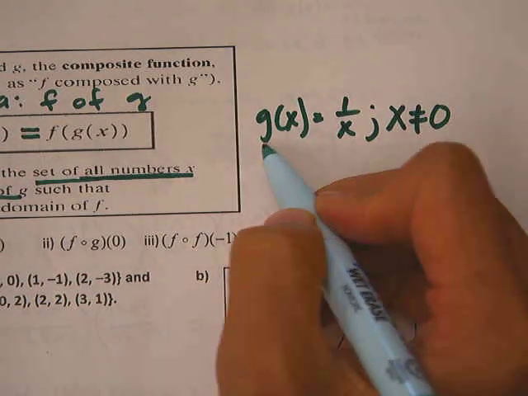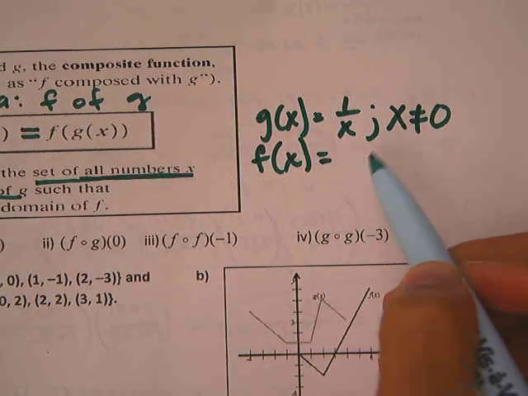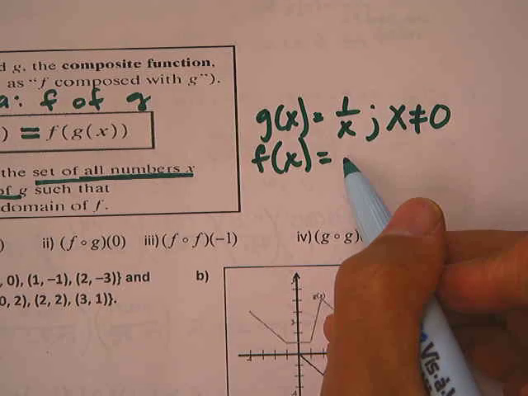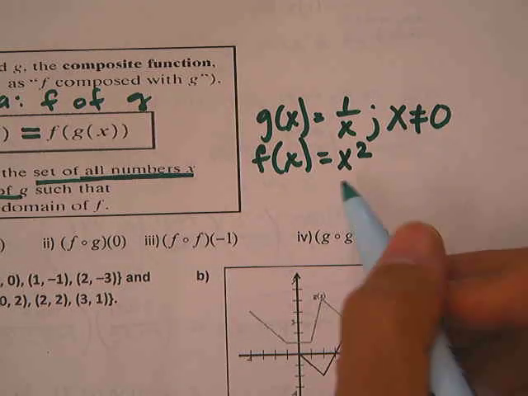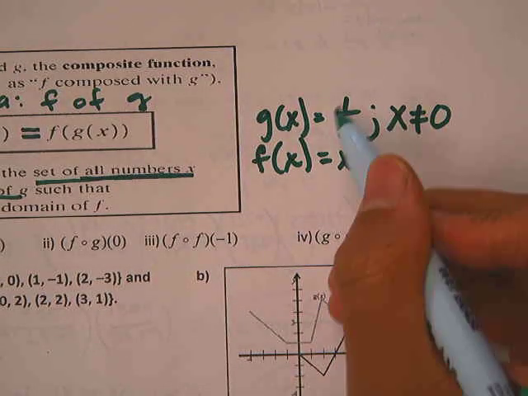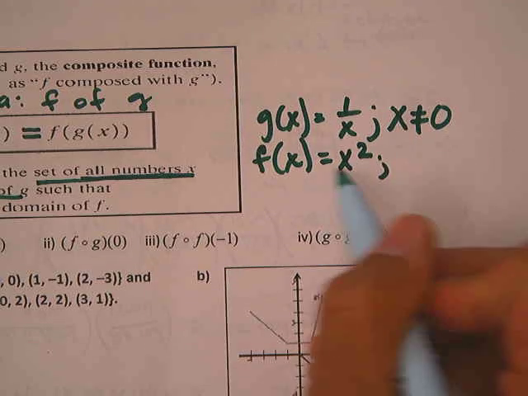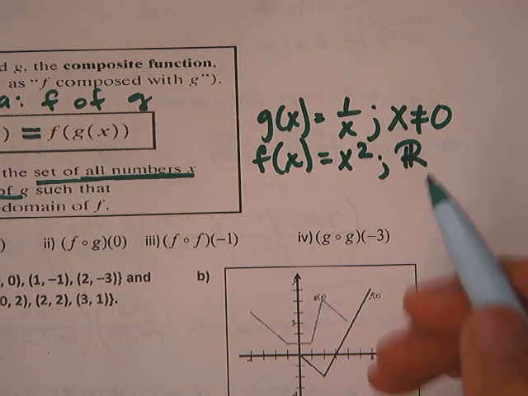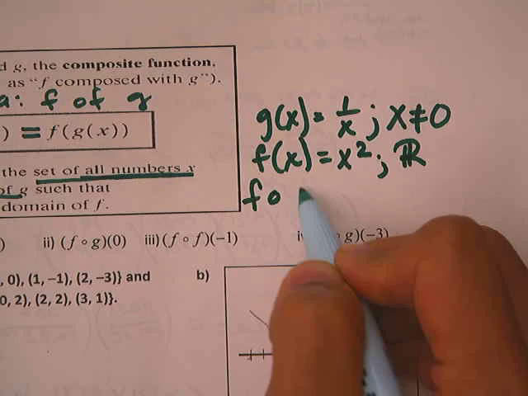Now I'm going to give you f of x. Let's make up a function. f of x is, let's say, x squared. So would you agree separately, the domain of g is x can never be 0, and the domain of f is all real numbers. So when I compose them, f composed with g.